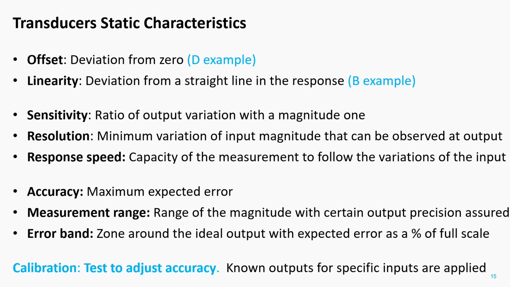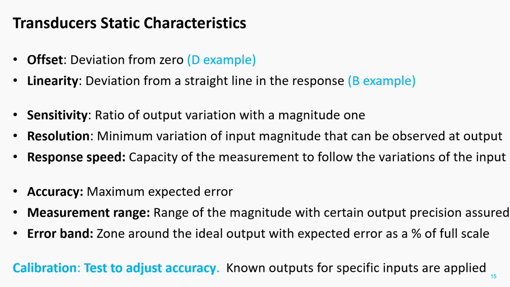And resolution, that sets the minimum variation of the physical magnitude that can be observed at the output of the transducer. Finally, it is also interesting to talk about the response speed, that is the capacity of the transducer to give an output as fast as the input is modified.